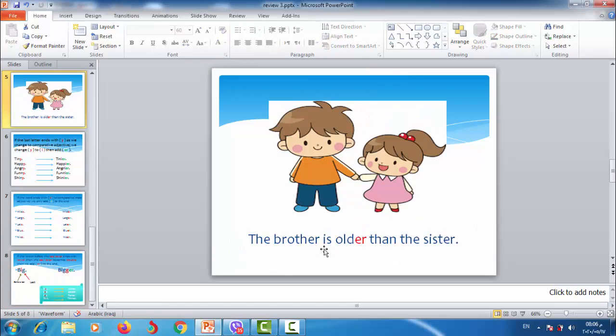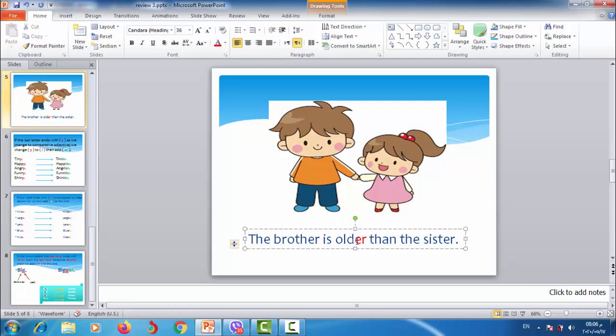The brother is older than the sister. Look, this is the brother and this is the sister. The brother is older than the sister. Look, older, we add ED to old. We compare two people together.